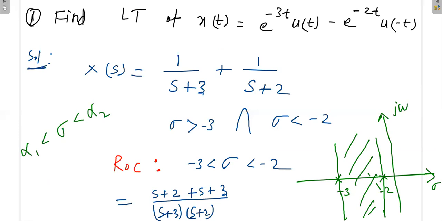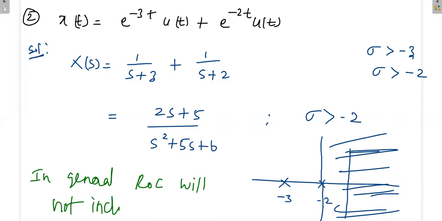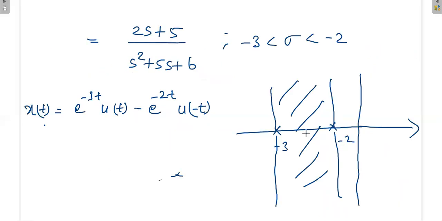If the signal is only one-sided, say both the signals are going towards the right, then the ROC is also one-sided. Also, please note that even though there are two poles, the ROC does not include the poles. In general, the ROC will not include the poles. You see in the previous case also, the ROC will not include the poles. The ROC is the region in between, and we are not putting the equal sign here.